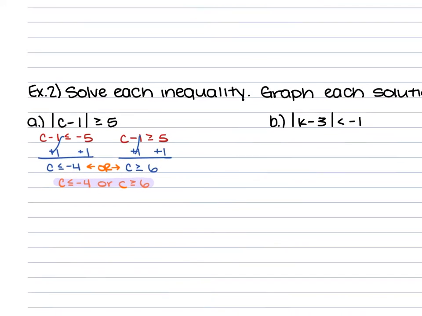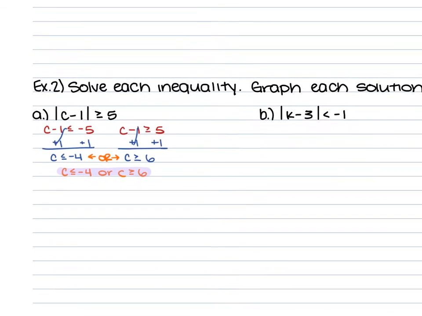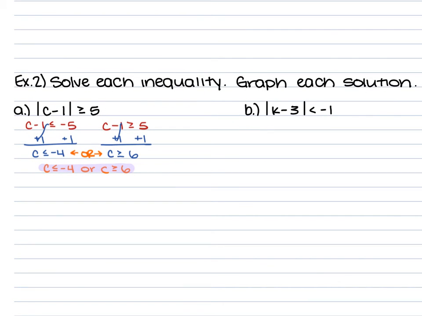For example B, we have the absolute value of k minus 3 is less than negative 1. So the absolute value of any number is a positive number. Is a positive number capable of being less than negative 1? No, it's not. So this one is no solution as well.